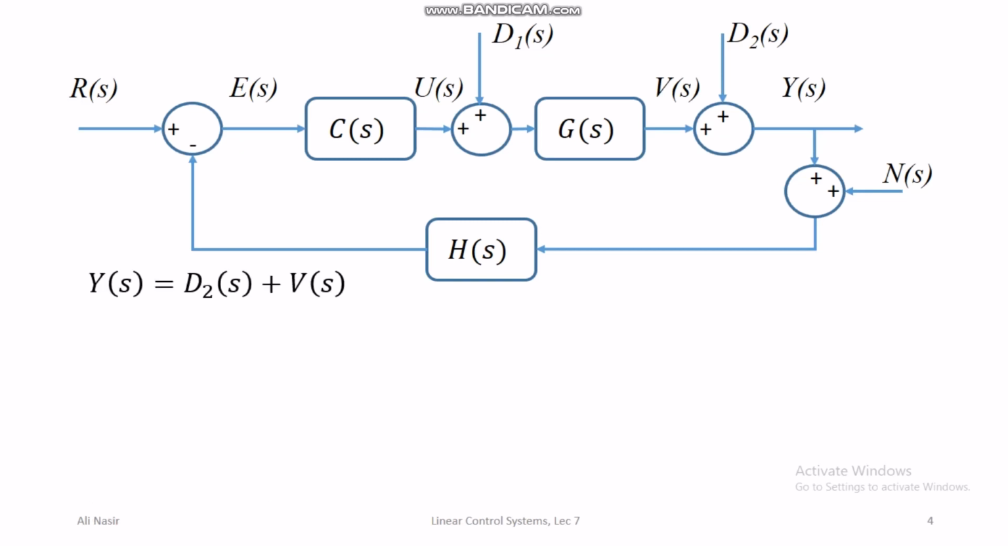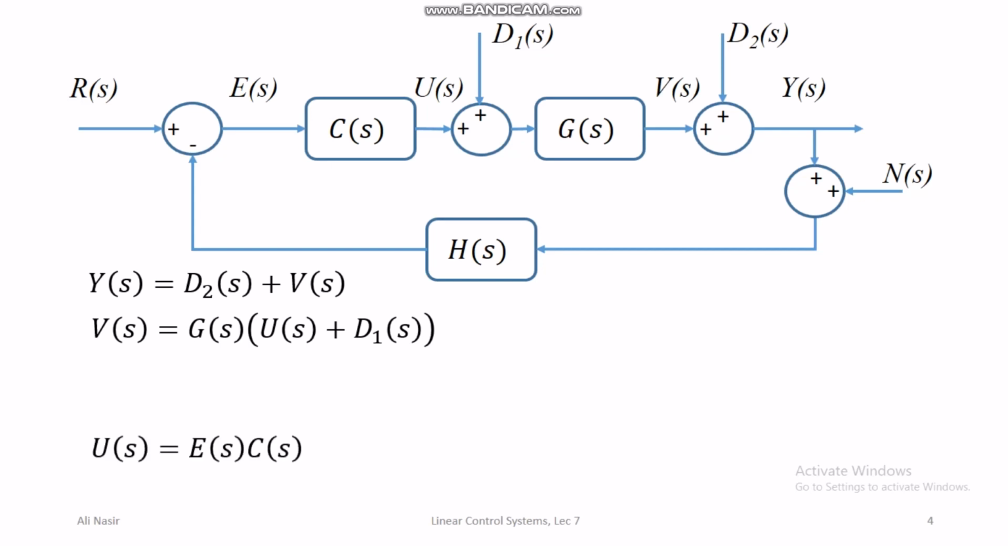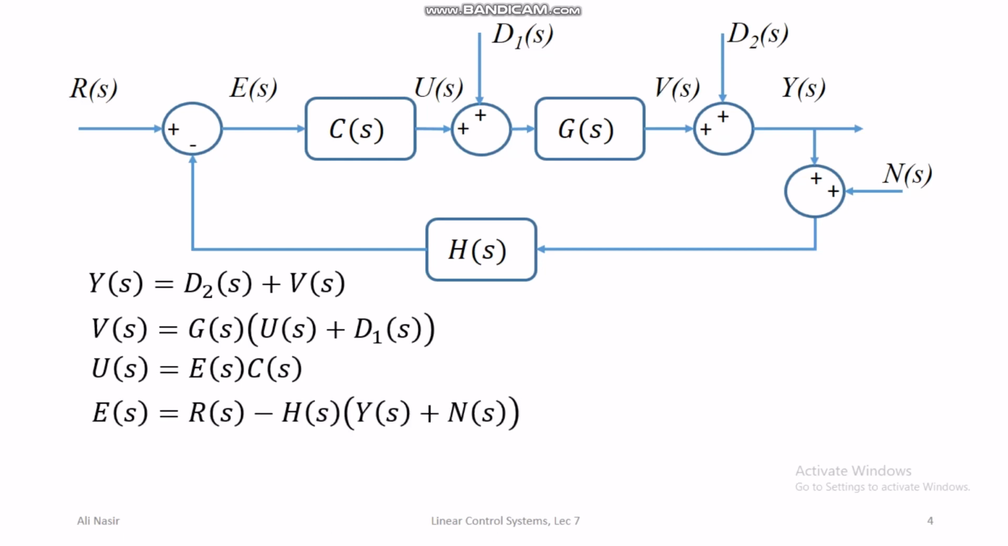Next we look at the equations governing this block diagram. First of all, you can see in the block diagram that Y of S is a sum of D2 of S and V of S. V of S is G of S times U of S plus D1 of S. U of S is E of S times C of S. And finally, E of S is R of S minus H of S times Y of S plus N of S.